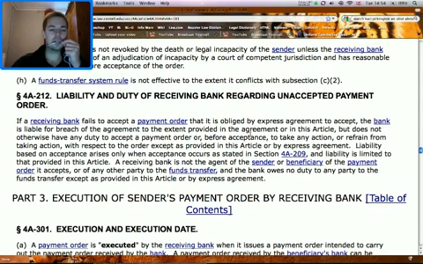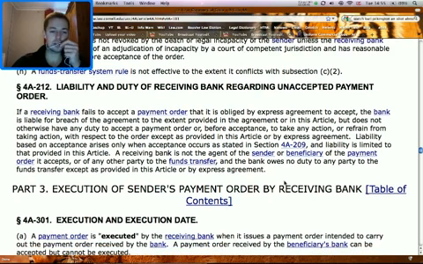Liability based on acceptance arises only when acceptance occurs as stated in section 4A-209, and liability is limited to that provided in this article. A receiving bank is not the agent of the sender or beneficiary of the payment order it accepts, or of any other party to the funds transfer, and the bank owes no duty to any party to the funds transfer except as provided in this article or by express agreement.